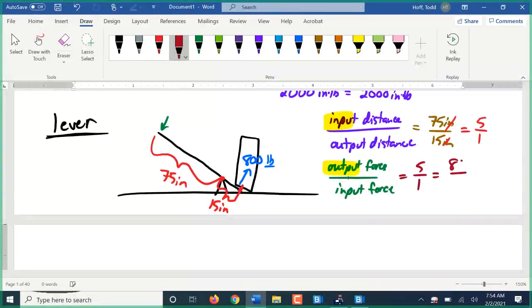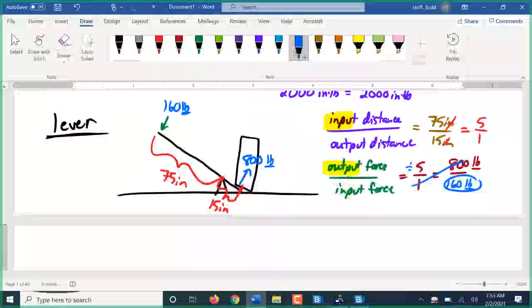So we're looking for 800 pounds of output force. When we cross multiply and divide here, it's going to require 160 pounds input here. So with this lever set up the way it is, 160 pounds of force put into that lever can lift that 800-pound weight.